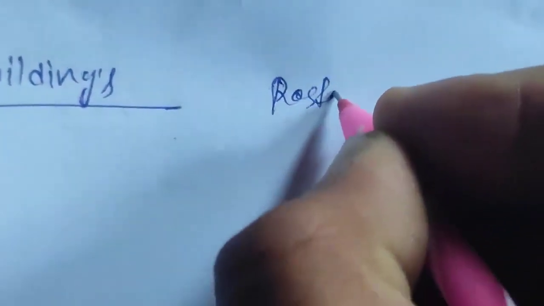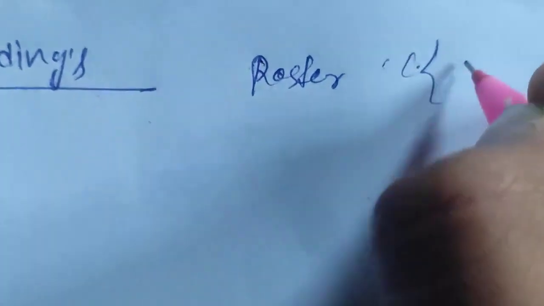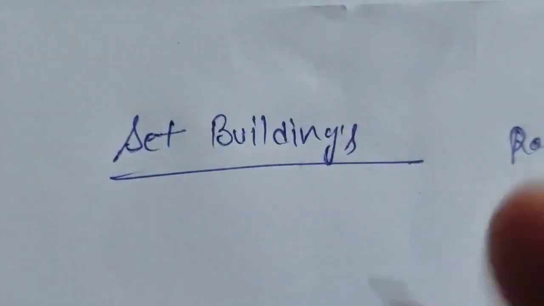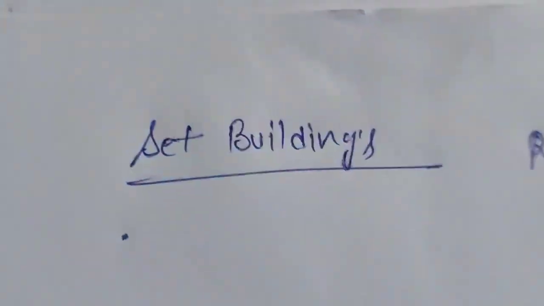Let's revise. The roster form is writing all the elements of a set separated by commas, like A, B, and so on. Okay, now we talk about the set builder form. Set building means that we build a set.